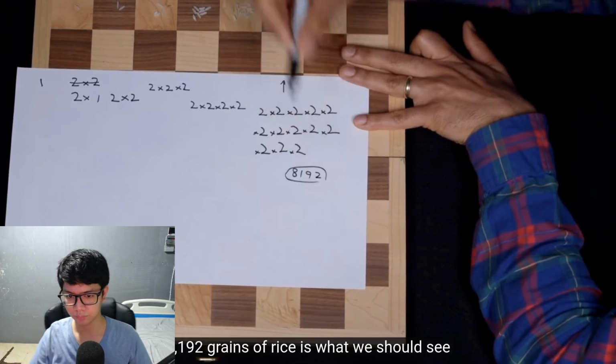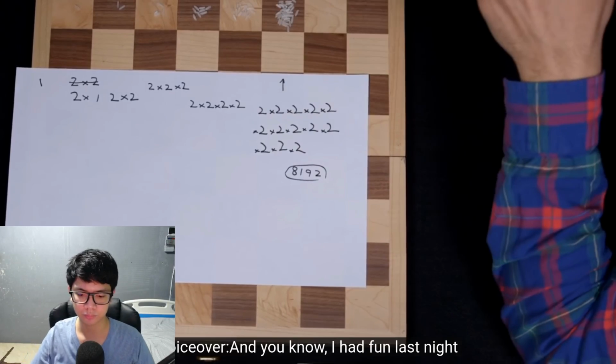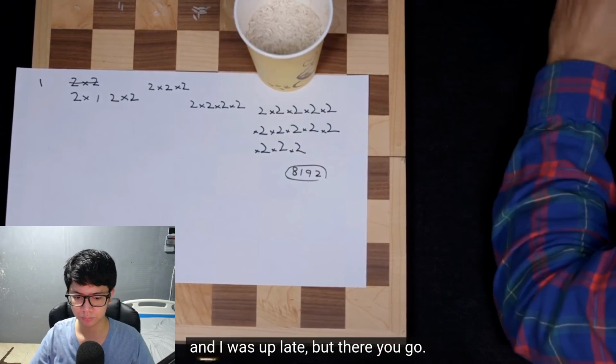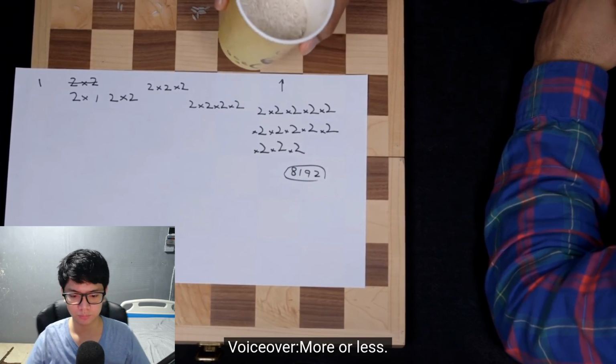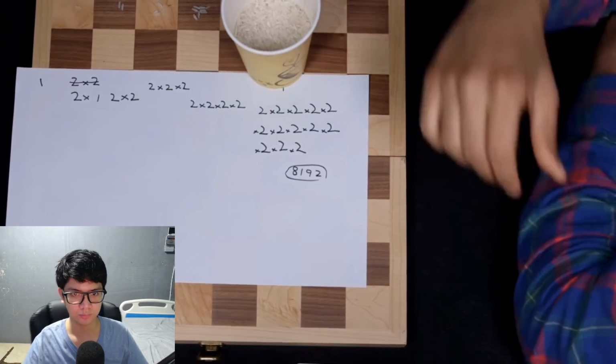8,192 grains of rice is what we should see right over here. I was up late last night, but there you go. Did you really count out 8,192 grains of rice? More or less. Okay, let's just say you did.